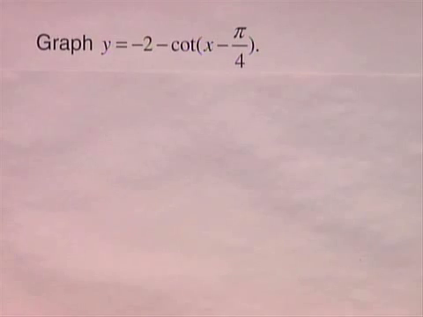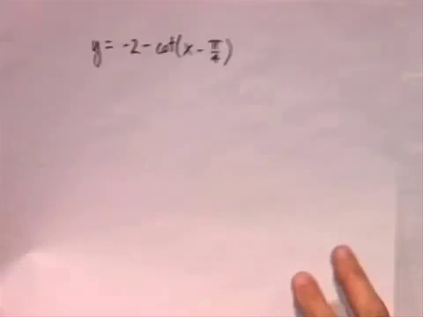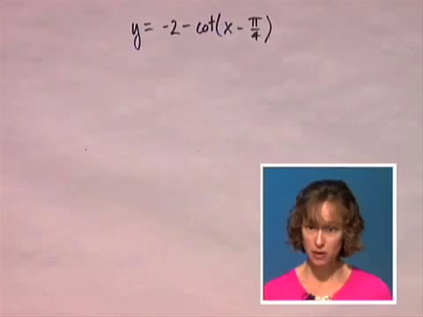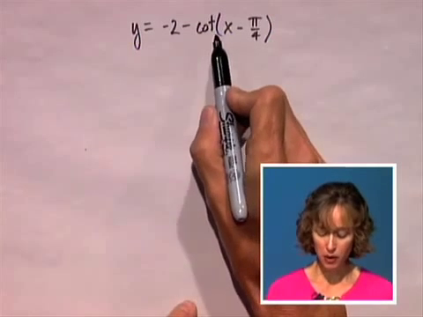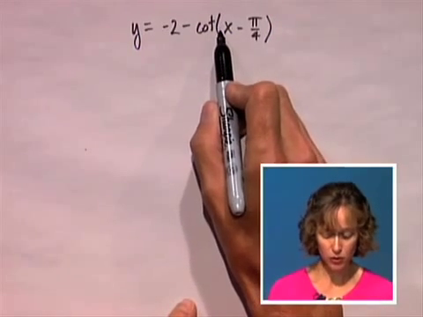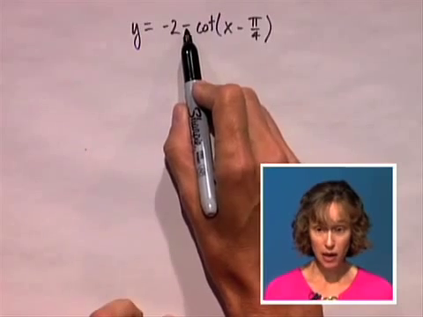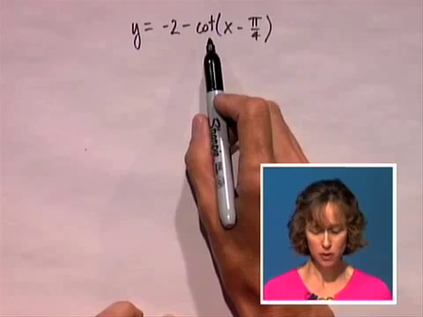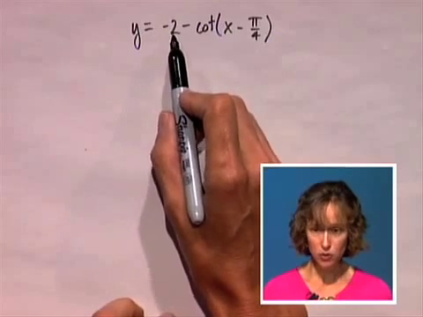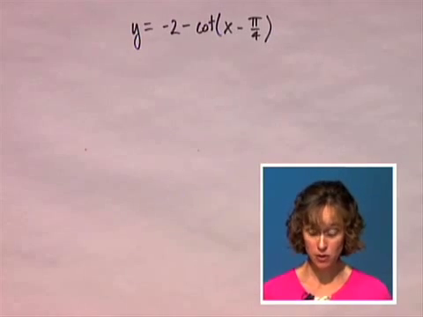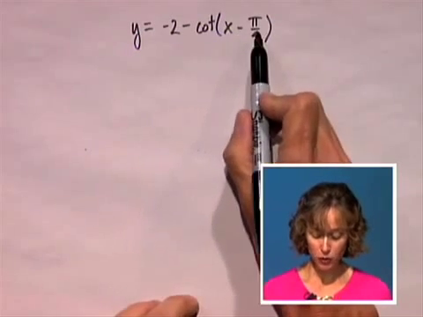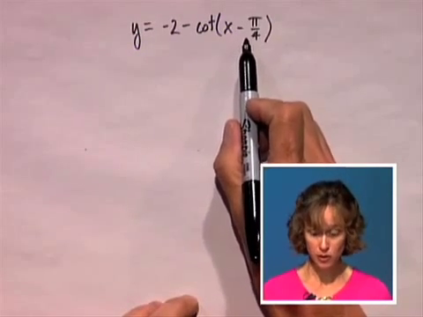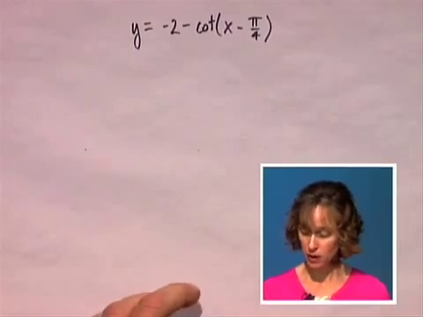Let's graph a cotangent function. We want to graph y equals negative 2 minus the cotangent of x minus pi over 4. Well, one thing to note is that this is cotangent. This particular one's period is pi because the coefficient of x is 1. This negative is going to reflect it across the x-axis, so it's going to look in shape similar to the tangent. The negative 2 is going to shift its horizontal axis down 2, and this minus pi over 4 is going to shift it horizontally pi over 4 units to the right.